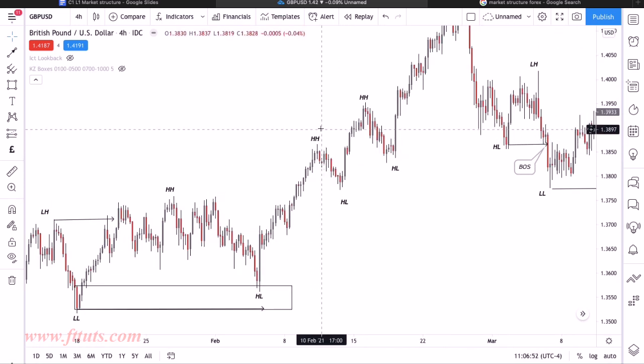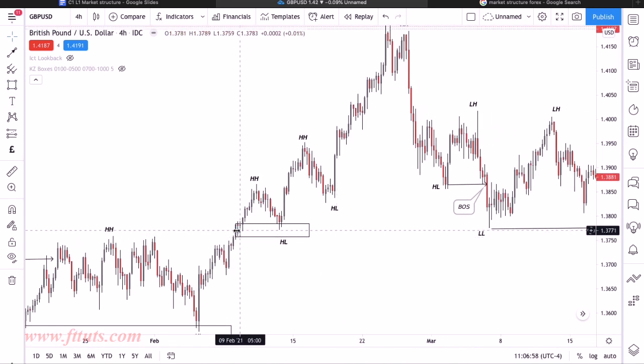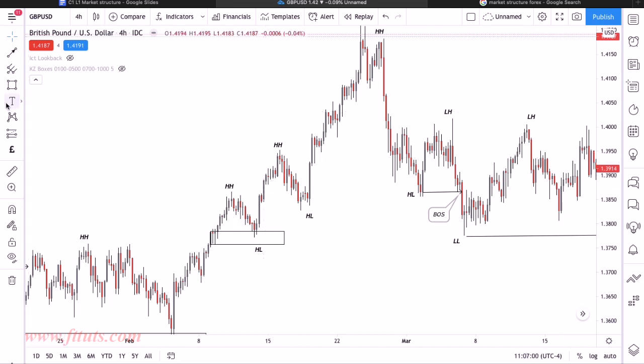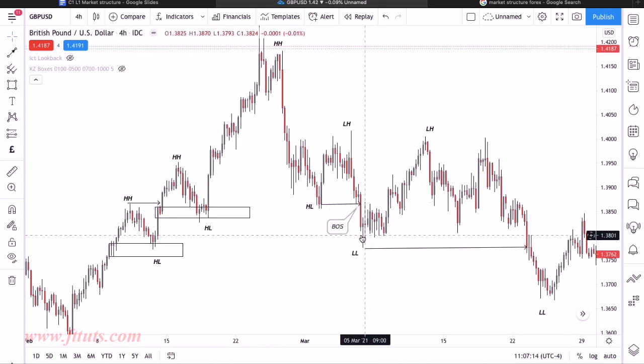Price creates a higher high, pulls back, creating a higher low, and as we can see here, clearly mitigating this 4-hour demand zone. Price then again breaks this structural high, pulls back, and mitigates this demand zone. Price then creates a higher high, and then so on. And then that's when we got that break of structure, right?